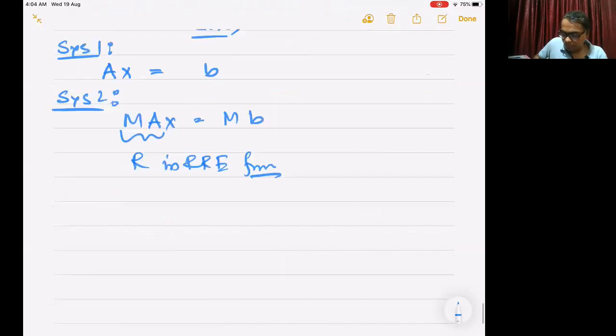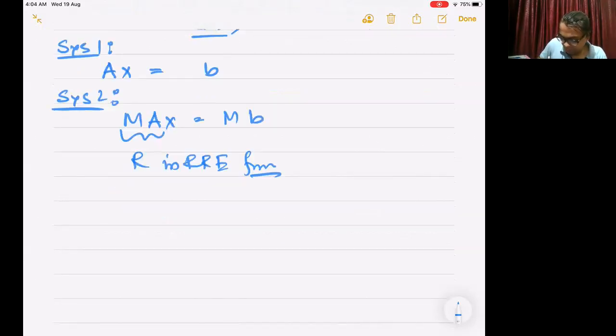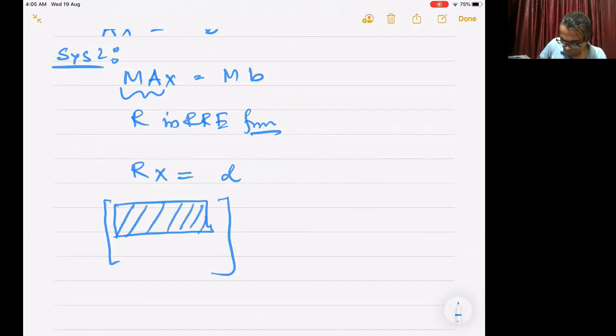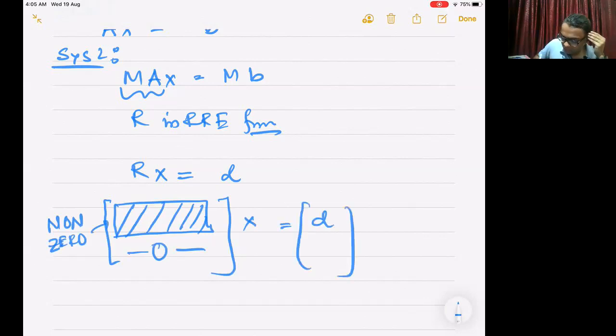Now, in this RRE form, suppose this is converted to Rx equal to D, with the right-hand side equal to D. In this Rx equal to D situation, how does R look? R looks like the following. This part is all non-zero equations. These are all the zero equations. This is R, this multiplies X, and the right-hand side should be D. So how many such non-zero equations are there? R number of non-zero equations are there.